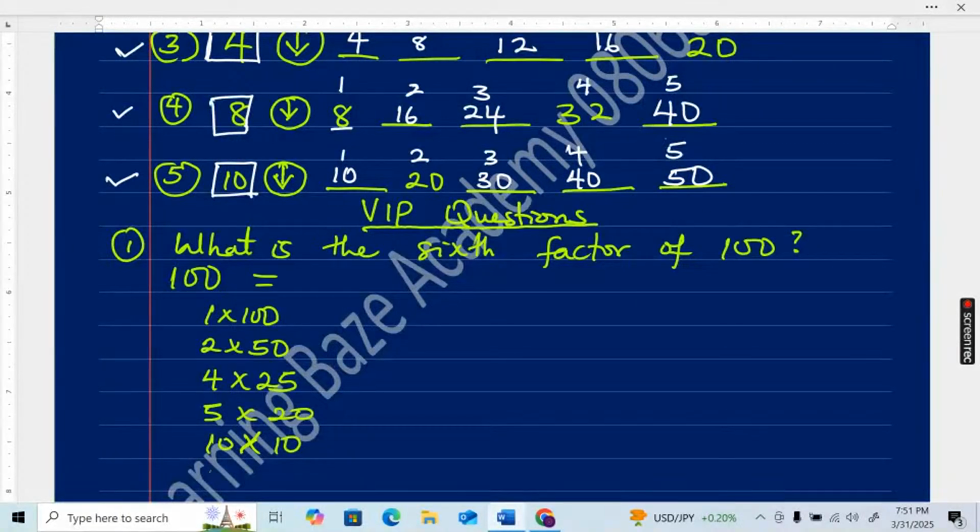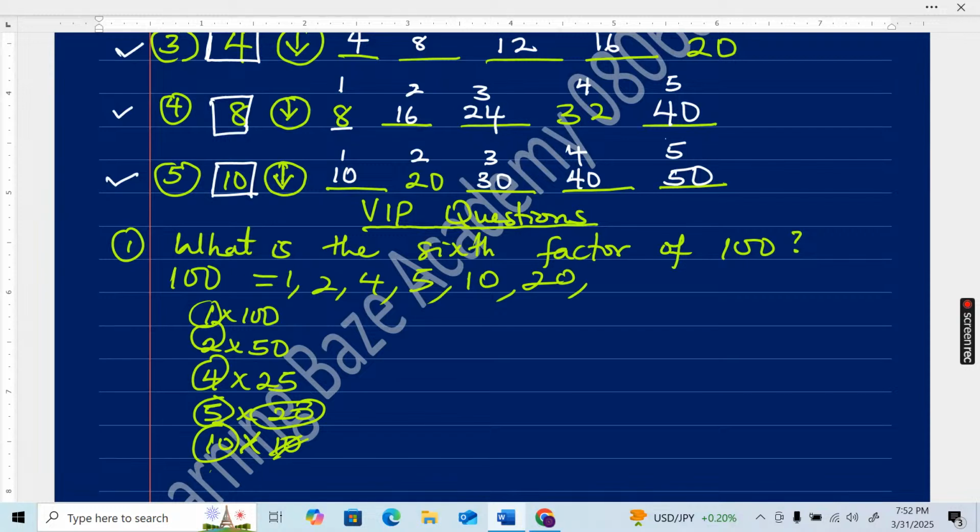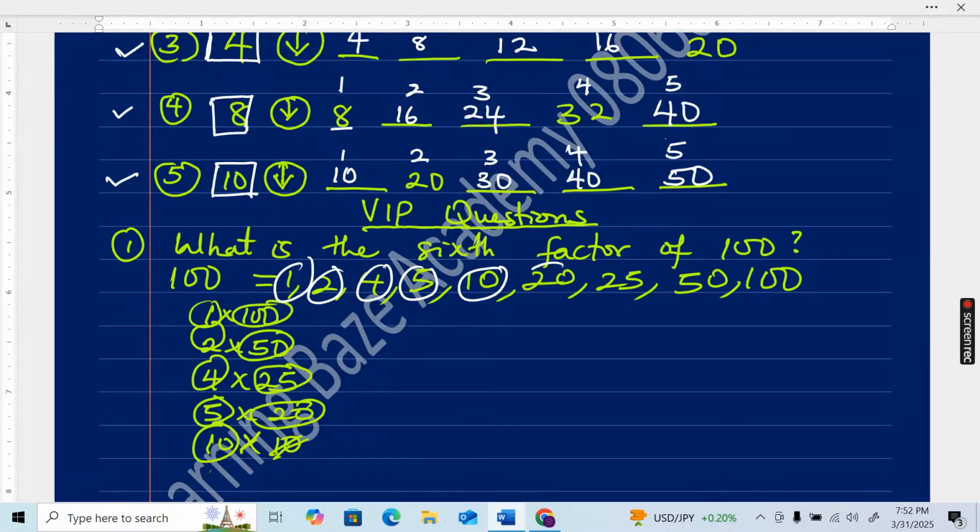So let's list out the factors of 100 from the lowest to the highest. We have 1, we have 2, we have 4, we have 5, all right? We have 10. You have written 10 once. You don't need to write this 10 again. Then the next one is 20, followed by 25, followed by 50, and followed by 100. Now let's count and pick the sixth factor. That is the number 6 factor of 100. 1, 2, 3, 4, 5, 6.